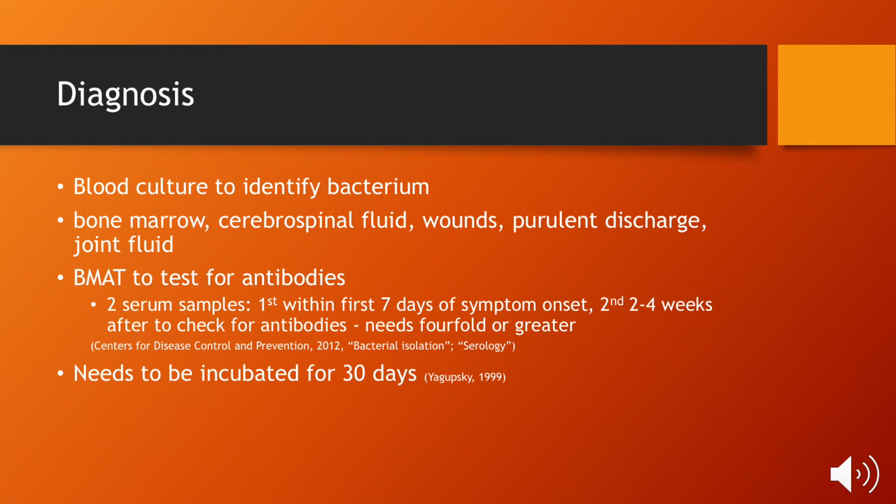And you need 2 serum samples. The first needs to be done within the first 7 days of the symptoms onset, and the second sample or test needs to be done 2 to 4 weeks after to check for antibodies, and for it to be positive, it needs a 4-fold or greater rise in antibodies, and it needs to be incubated for 30 days, which is actually quite a long time, and it does need that long because it has a slow growth.